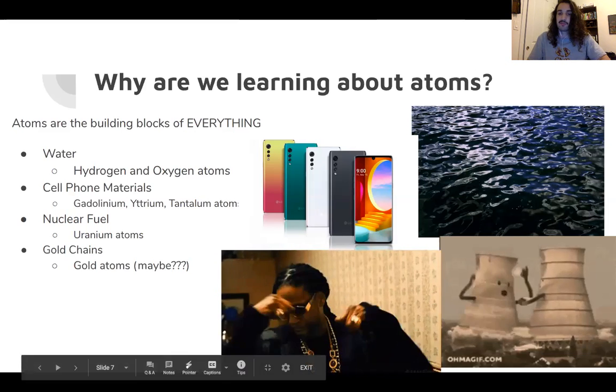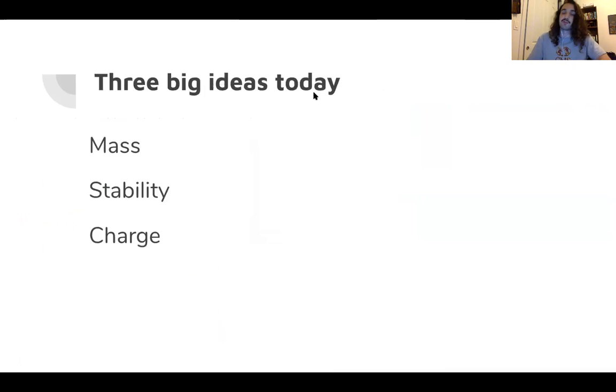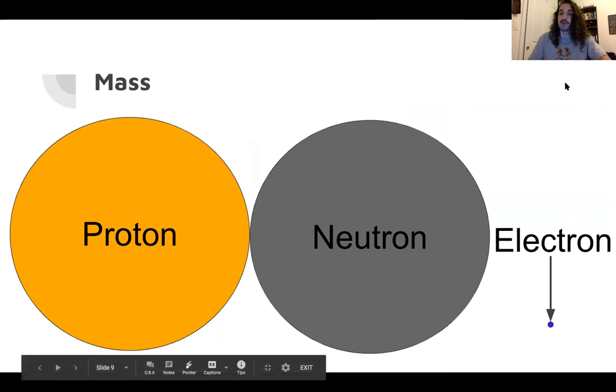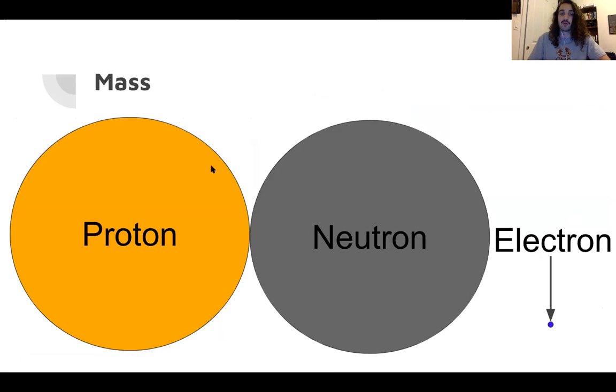Gold chains? Maybe. All right, I'm gonna talk about three new big ideas today: mass, stability, and charge. Let's start with the first one, mass. Looking at these three subatomic particles here, we have a proton, we have a neutron, and we have an electron. I tried to draw them to how big they actually are compared to one another, but I couldn't really do it because the electron would be so much smaller.